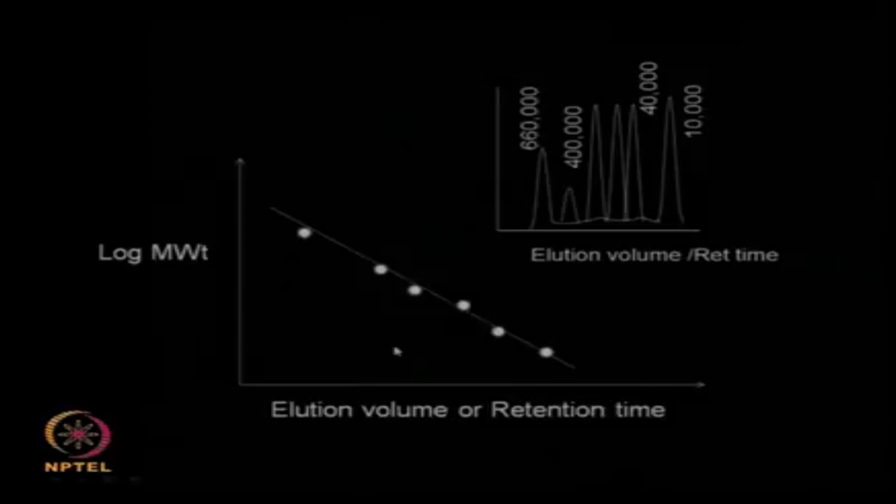So if you have an unknown system, you inject it, find out the retention time and then, using this standard graph, get the molecular weight. This is the normal procedure which you use. So it is a very powerful standard graph which you can develop with known molecular weight standards.